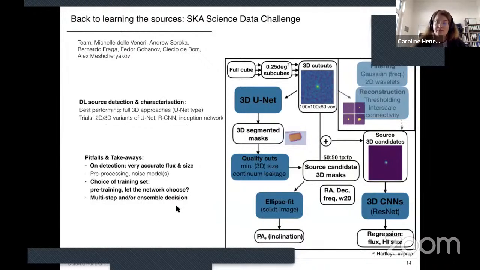There's some more work to be done, undoubtedly. I think this is a very, very interesting first demonstration. But there's lots to do in terms of network characterization and pre-training.